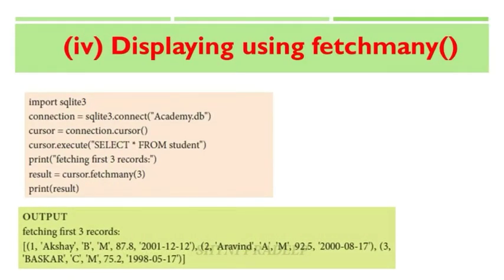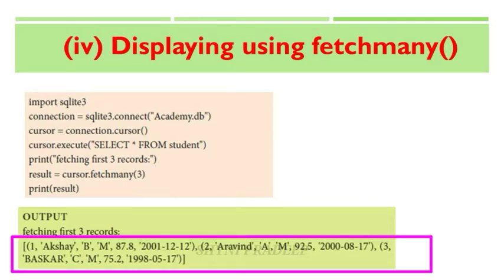Next one is displaying using fetchmany. Displaying a specified number of records is done by using the fetchmany method. This method returns the next number of rows of the result set. So it displays the number of rows that are present in the next result set. See this example. It displays the specified number of rows, which means 3 records. These records will be displayed like this.